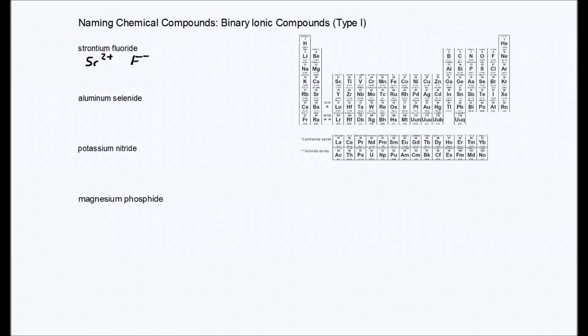So now I basically do what we call cross the charges. I look at the number here, which is a 2, and the assumed number here, which is a 1, and I cross them to the other element to make subscripts. And that then tells me that what I have is one strontium for 2 fluorines, SrF2. Aluminum selenide, aluminum, Al, right here. It has a 3+ charge. Selenide is selenium, right here. It has a -2 charge.